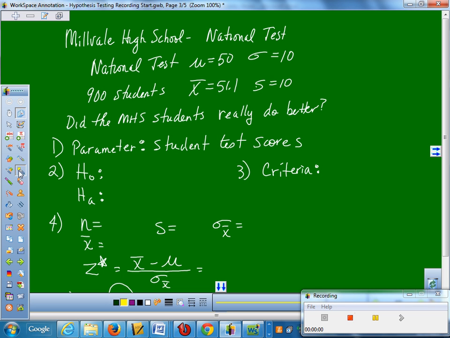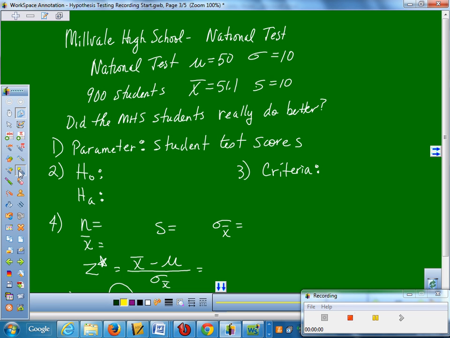So we're going to go through the actual steps of the hypothesis test. The first one is to define the parameter. The parameter is the information you need to know, which in this case is the student test scores. We then have to decide what is our null hypothesis, the H0, and our alternative hypothesis, the HA. Okay, we need to say, do we think the students did better, did worse, did the same?